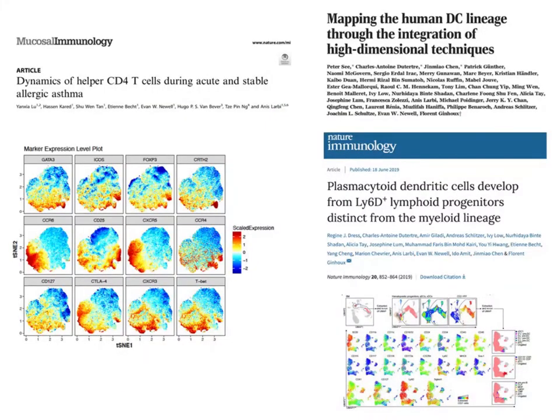This is just to show you some of the studies we have published in the past years regarding T cells or myeloid cells. So you can really end up doing very high quality flow cytometry at a high dimension level. And today I will show you that there are ways to really improve the way you do it.